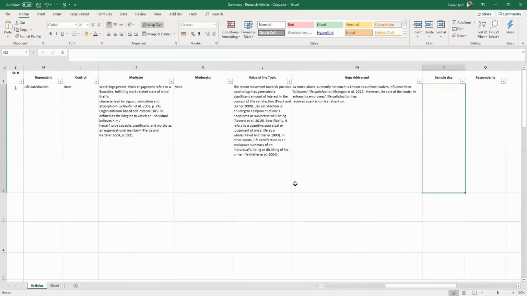What is the sample size? Who are the respondents of the study? Now, you find this information here in the methodology section. So this was a cross-sectional survey from a manufacturing company based in Pakistan. The sample size was 160. So you just copy this information into your Excel sheet.